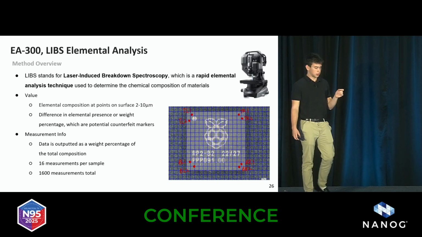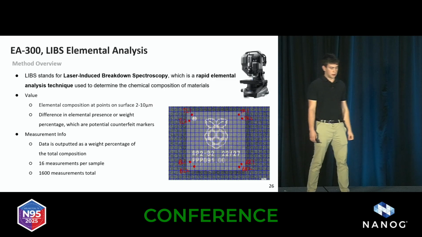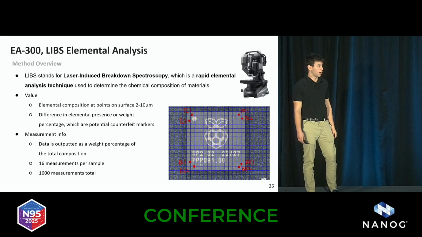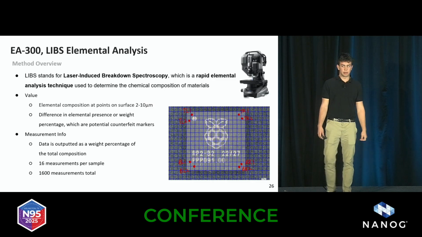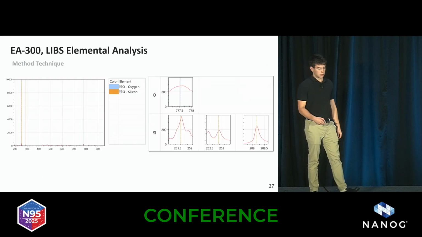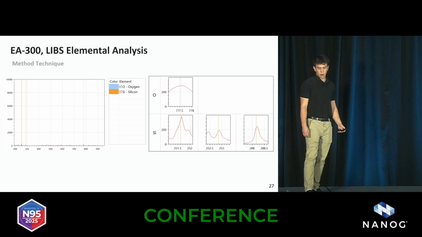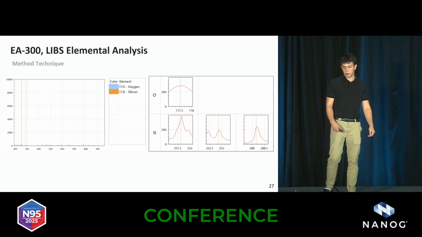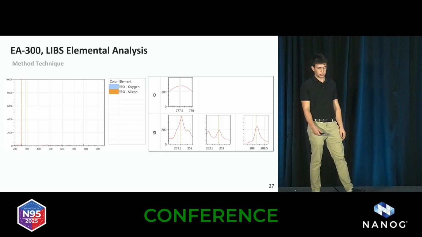And it's on the surface, 2 to 10 microns deep. And the output of the instrument is a weight percentage, very similar to previous instruments. And we took 16 measurements per sample for a total of 1,600 measurements. And here you could see the output, and this shows the LIBS spectral output, where the peaks correspond to specific elements, and large peaks shown here are for oxygen and silicon.